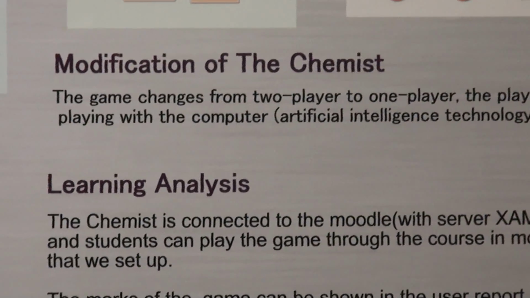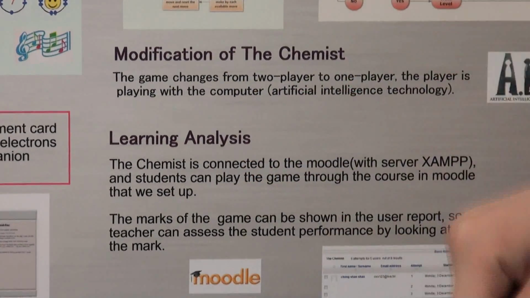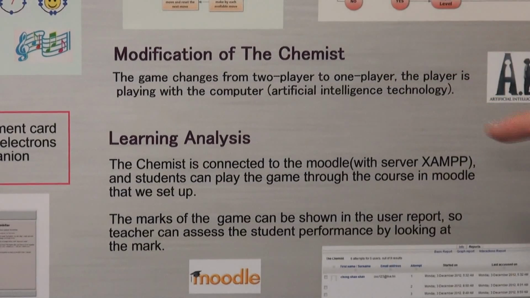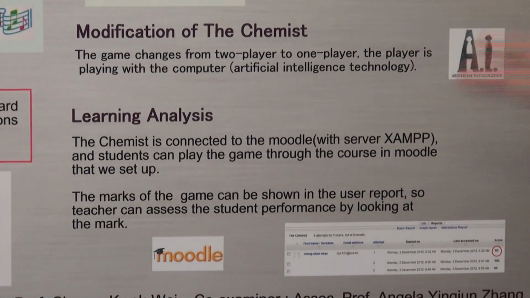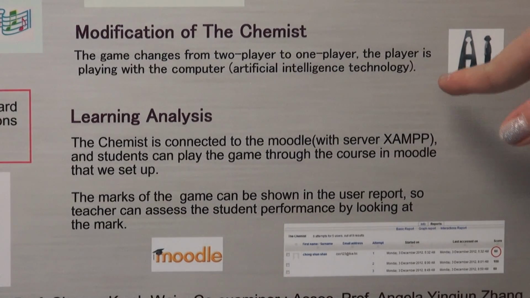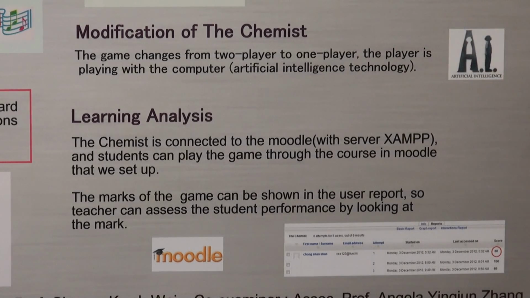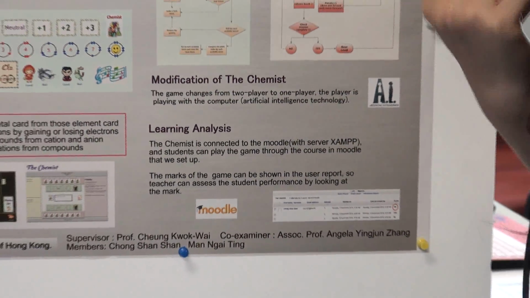Okay, in last semester, the game was a two-player taking-turns game, but in this semester, we want to make the game more challenging. So we changed it from two-player to one-player. So now the player is playing with the computer. We use artificial intelligence, AI, to represent the computer. Here shows the algorithm.